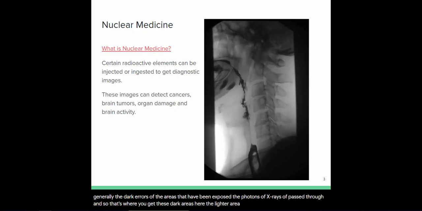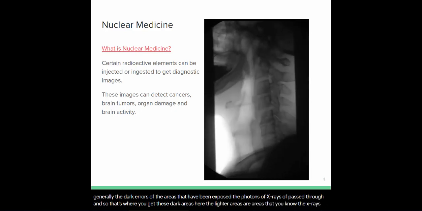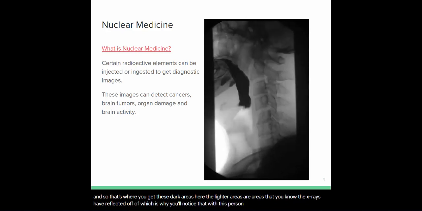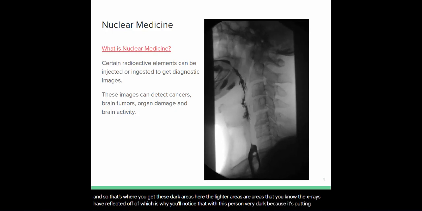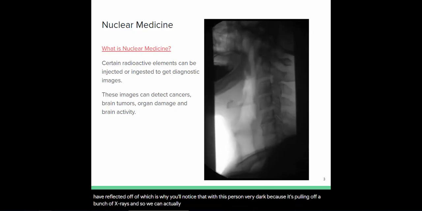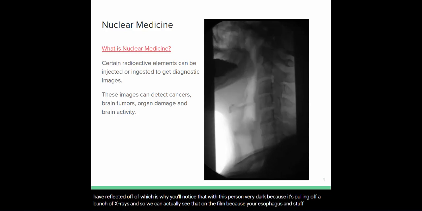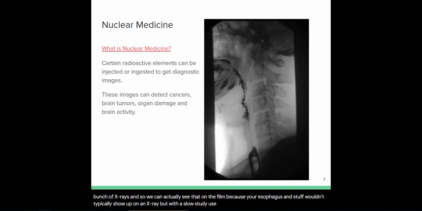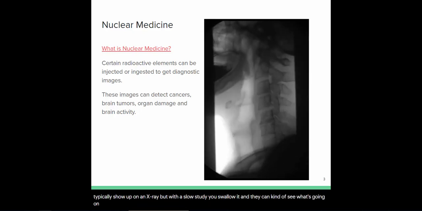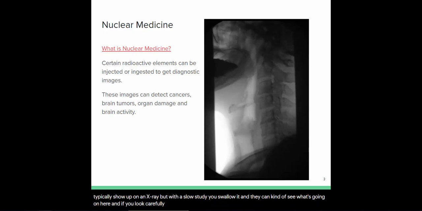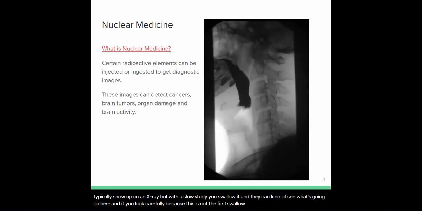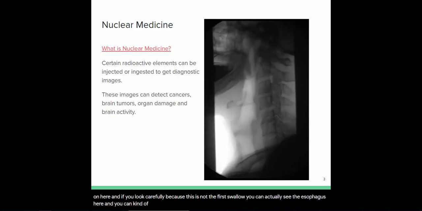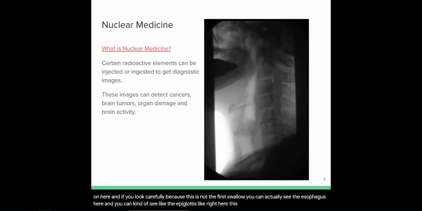The lighter areas are areas that the x-rays have reflected off of, which is why you'll notice that when this person drinks the barium, it's very dark because it's putting off a bunch of x-rays. And so we can actually see that on the film because your esophagus and stuff wouldn't typically show up on an x-ray. But with a swallow study, you swallow it and then you kind of see what's going on here. And if you look carefully, because this is not the first swallow, you can actually see the esophagus here, and you can kind of see like the epiglottis, like right here in this area here.